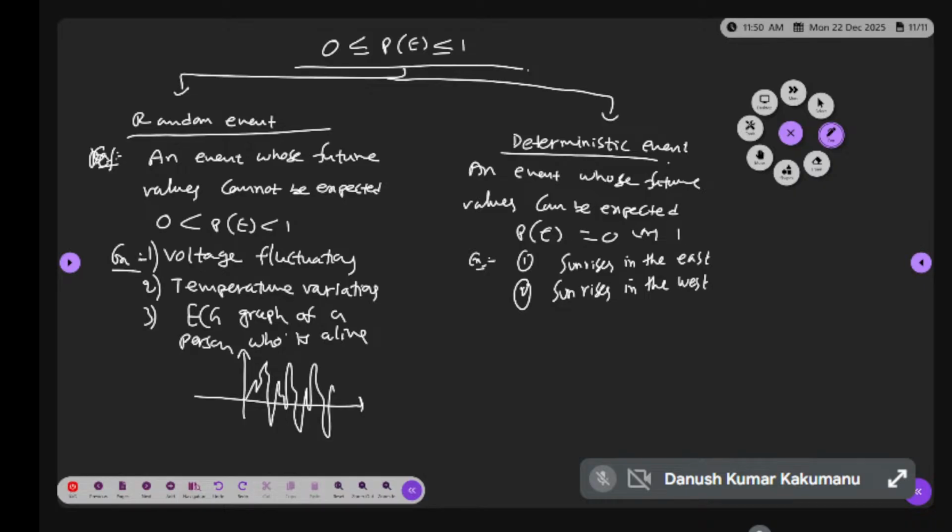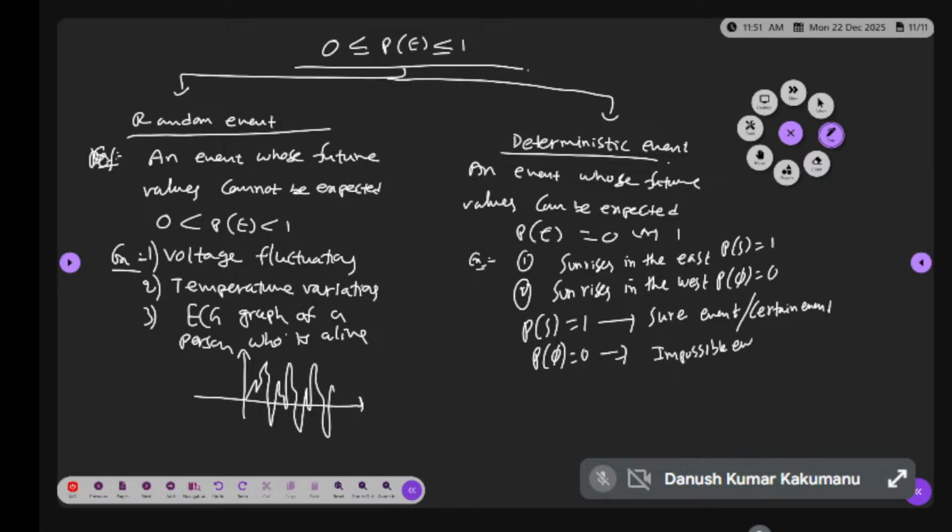Don't get shocked by observing the second example. Sun rises in the east: what is the probability of this one? 1. Sun rises in the west: what is the probability? Both come under which events? Deterministic. See, deterministic, again, if the probability of S is 1, then we call it a sure event, a certain event. If the probability is 0, then it is called an impossible event. You are understanding? No confusion? Both the sure event and the impossible event come under which type? Deterministic.